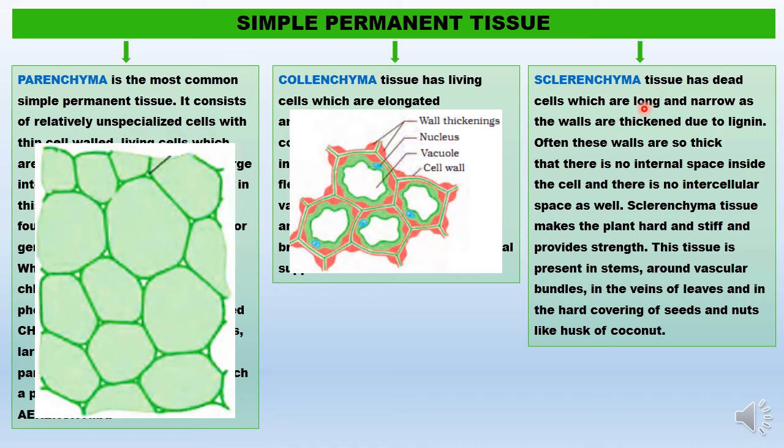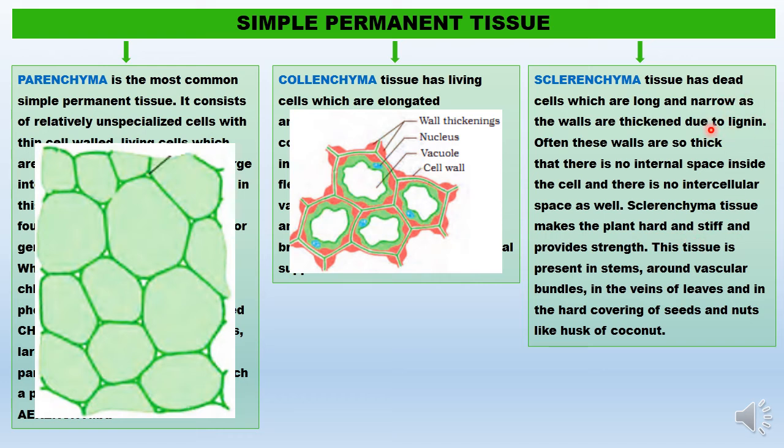Sclerenchyma tissue cells are long and narrow, and the walls are highly and uniformly thickened, and the cell wall is having the deposition of lignin. It is not pectin, it is lignin. Now these cell walls become so thick that no internal space is left behind, and therefore eventually the cell dies. Now, why do we need so much lignin to be deposited? Because sclerenchyma makes the plant hard and stiff.